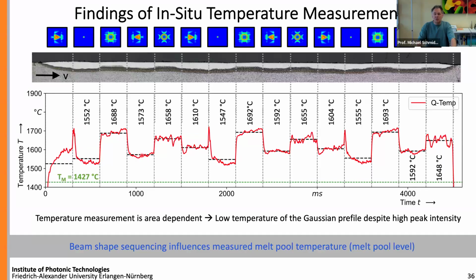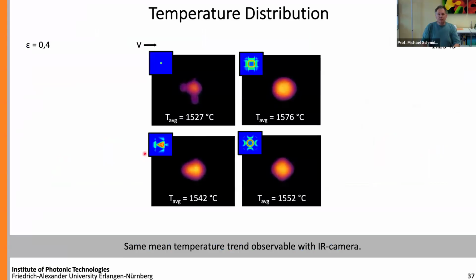But you can see this is also measurable, and you can use this as an input if you want to control your temperature. For example, if you build up several layers and you have already some heat in your material, some residual heat, then you might use this for controlling your laser power and also your beam shape to balance the results of your actual layer.